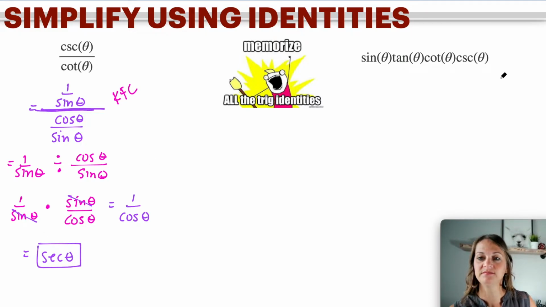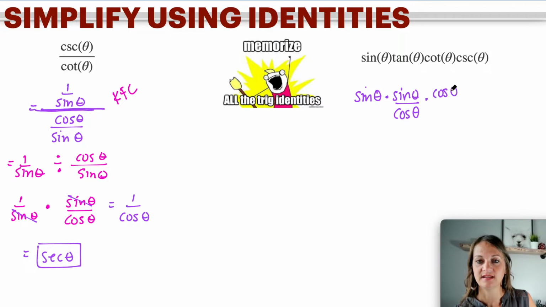Now, in this next one, I'm going to rewrite everything again in sines and cosines. So I have sine of theta. Tangent is the quotient identity of sine over cosine.